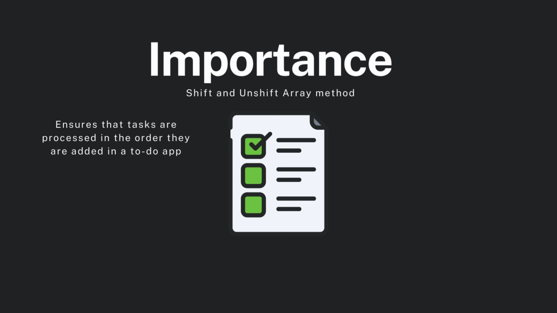It's also great when you want to show messages in a chronological order, like I showed in the example earlier. We want to show the latest message at the top. These shift and unshift array methods will be great for that also.